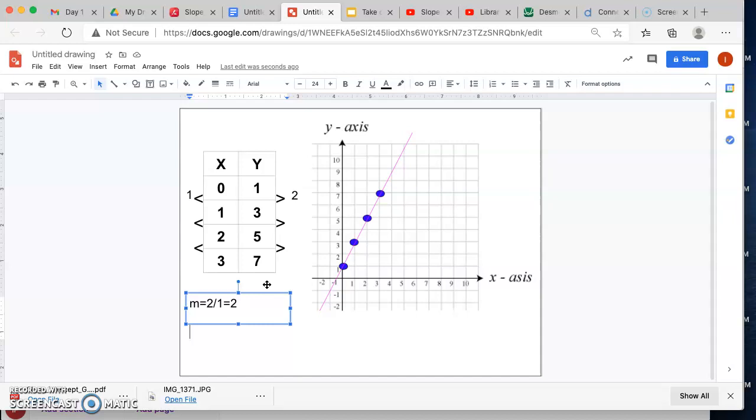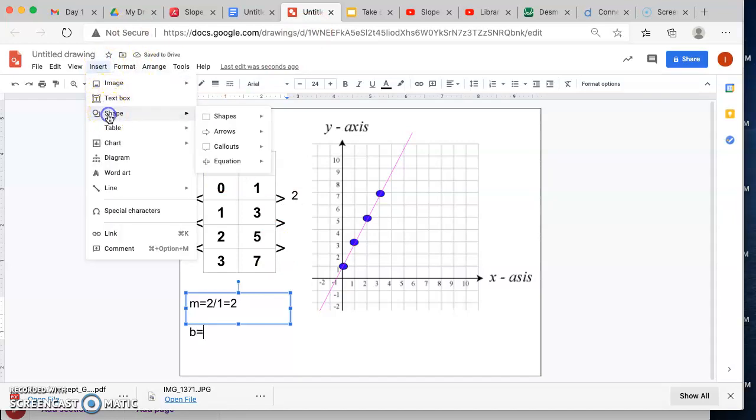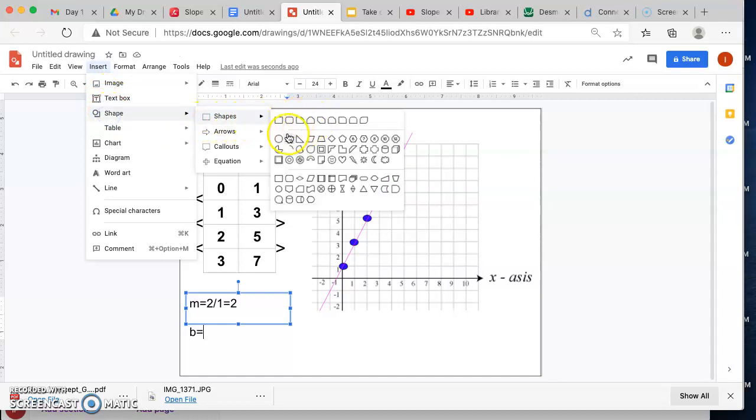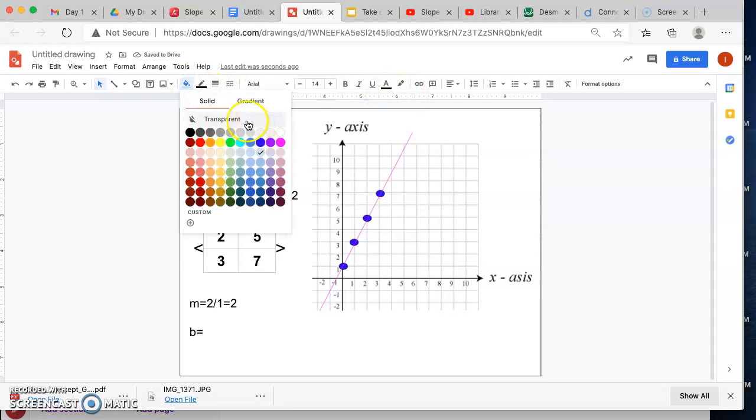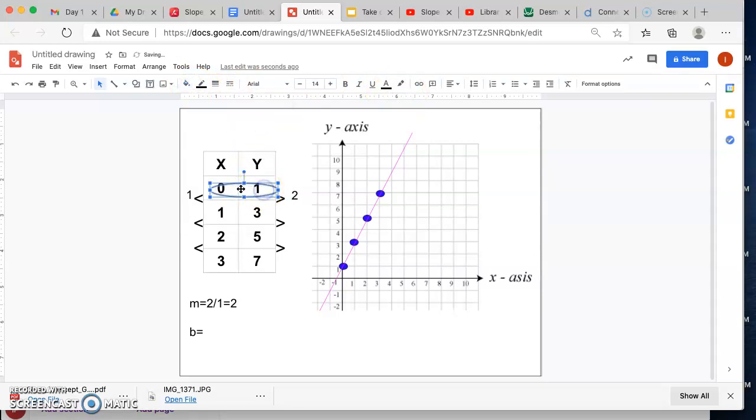I need to know what b is. In this case, b is super easy. They basically just gave it to me. Because b is the value of y where x is 0. So in this case, look, there's x, there's y, b equals 1. Now, I'm ready to generalize. I'm ready to write my equation. I'm going to say y equals mx plus b, replace m with 2, and replace b with 1. Y equals 2x plus 1.